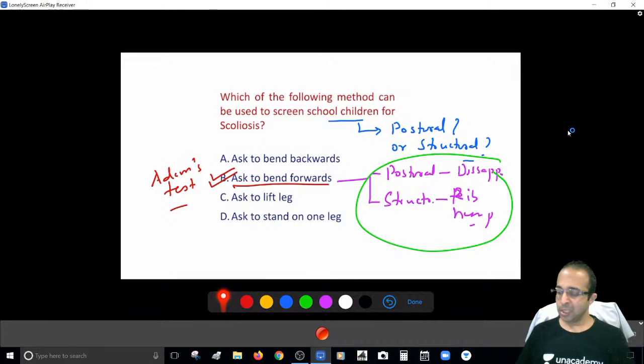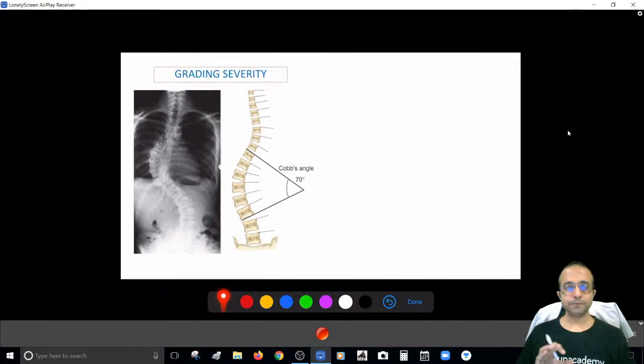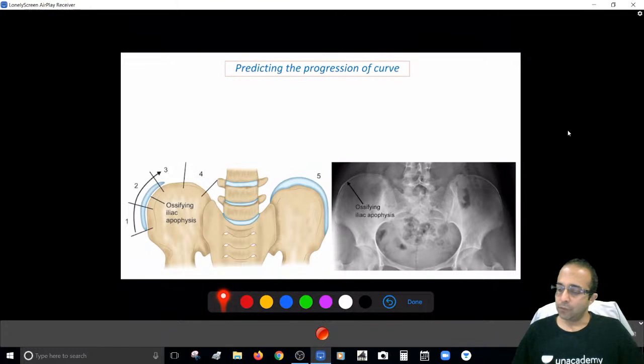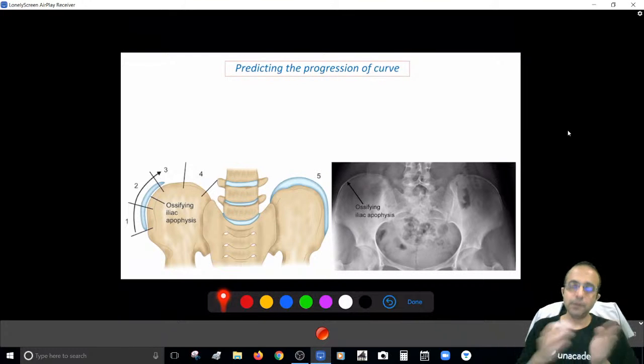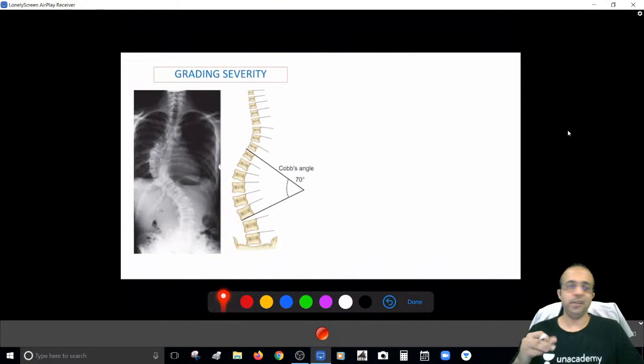Alright. Now if you're with me till here, what else do we want to know in this child? First of all, we want to grade the severity. How severe is the disease? And second thing, we want to know the risk of progression. That even if this is not severe, will it progress and become severe? These are the two crux things, because based upon these two things only would we be able to go ahead and decide the treatment.